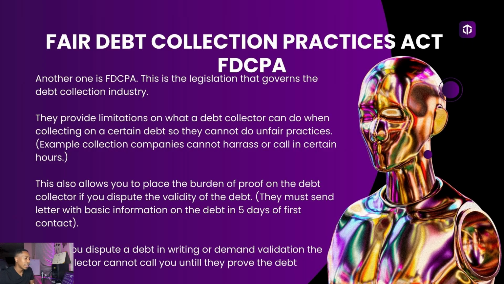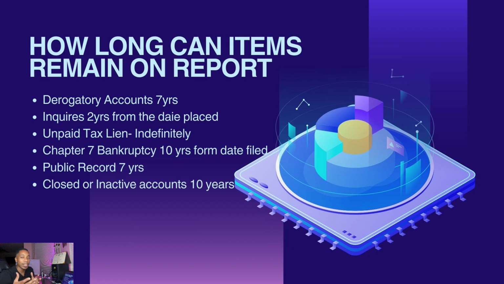It also allows you to place the burden of proof on the debt collector. So if you wanted to dispute or prove the validity of the debt, that puts it on the collector to do so. And they must send a letter with basic information about the debt within 5 days of first contact. If you dispute a debt in writing or demand validation, the debt collector cannot call you until they prove that debt.